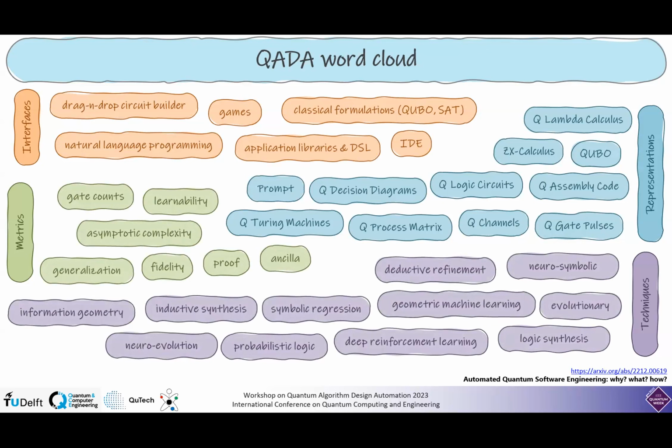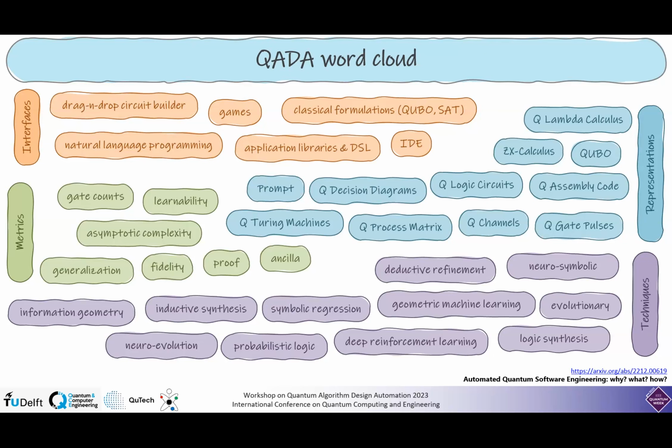And of course, there are a host of different techniques. There's evolutionary computing, there's reinforcement learning, there's symbolic regression, and mixes of these things like neurosymbolic or neuroevolution. And then we have more things like information geometry and geometric quantum machine learning, where a lot of this is being used.